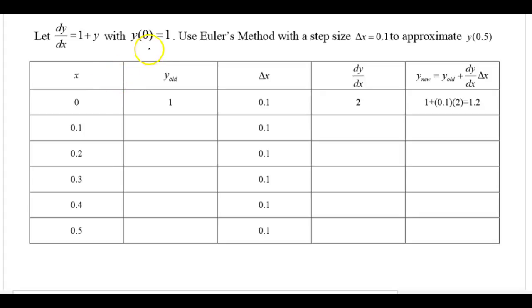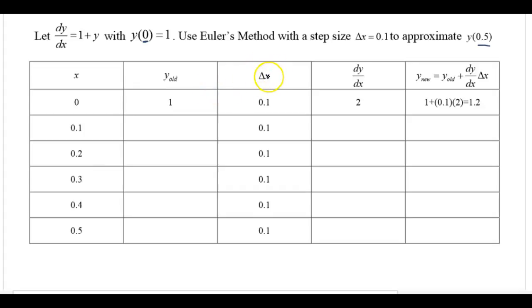So our initial condition, y of 0 equals 1, translates to my first x value is 0, and my first y value is 1. And I'm going to call that y old because what I'm trying to do is look for an approximation for y of 0.5. So I have to get from 0 to 0.5. So I'm going to have a new y value every time that I'm trying to generate. So I have 0 and 1.